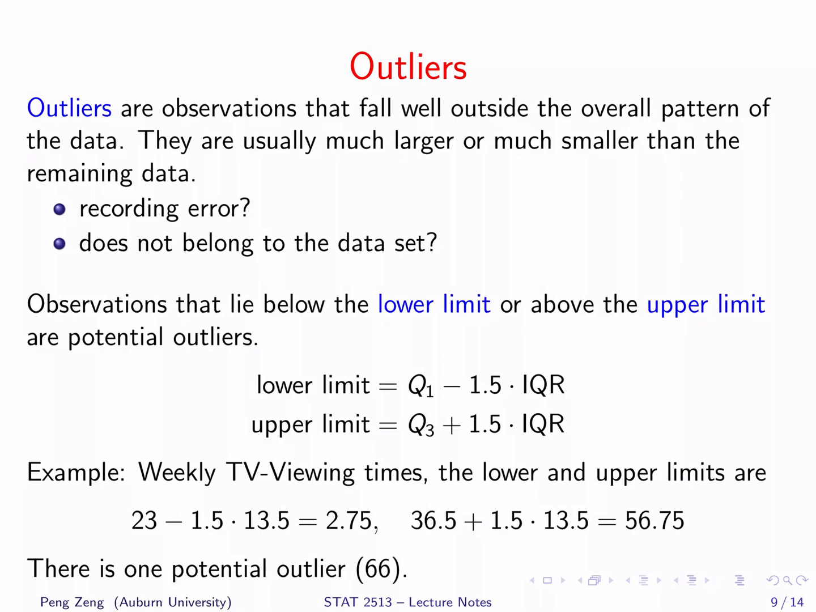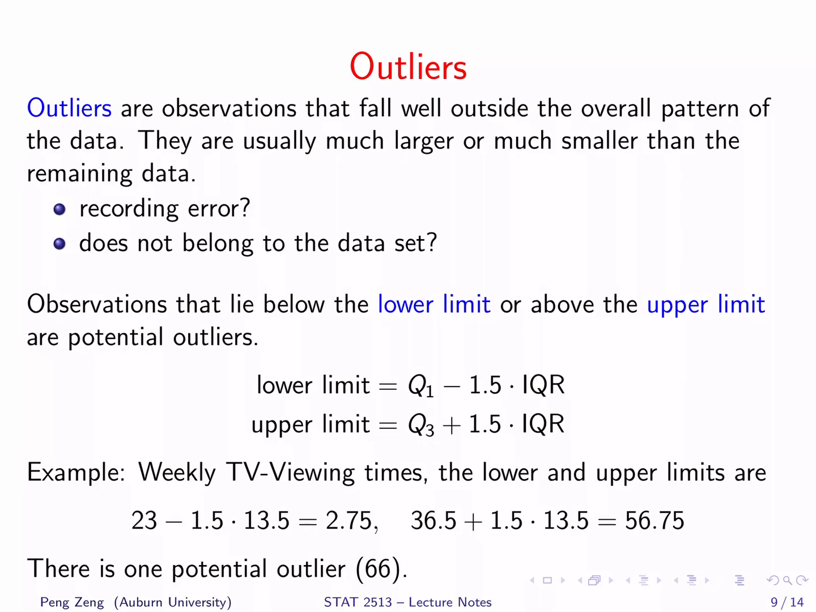Another question is how large or how small an observation is to be classified as an outlier. Usually, an observation below the lower limit or above the upper limit is a potential outlier. The lower limit is the first quartile Q1 minus 1.5 interquartile range, and the upper limit is the third quartile Q3 plus 1.5 interquartile range.